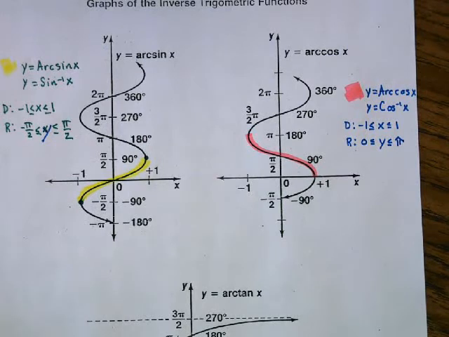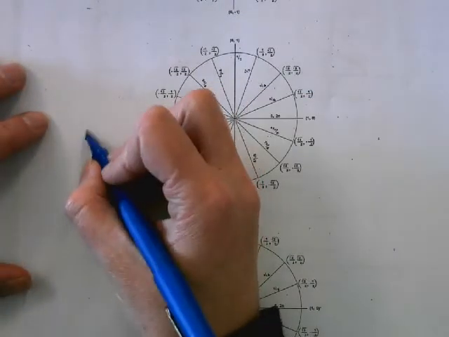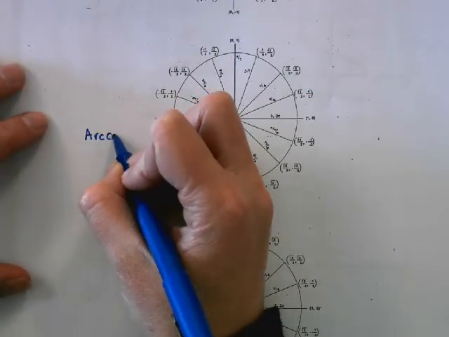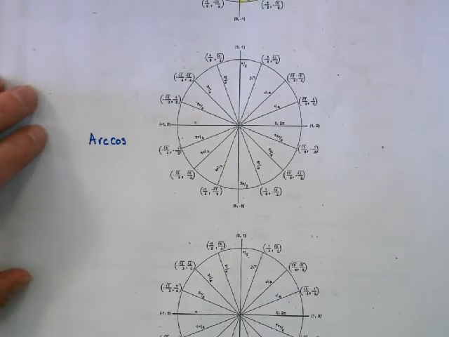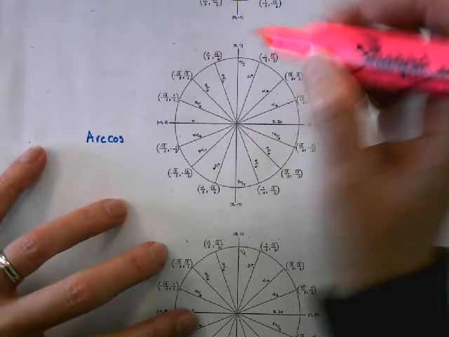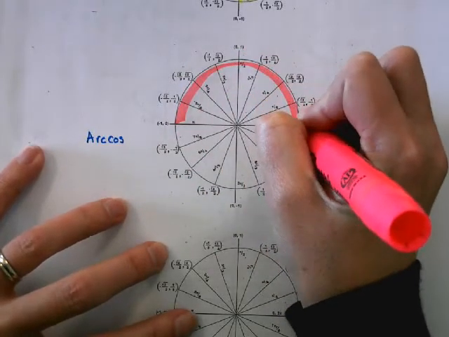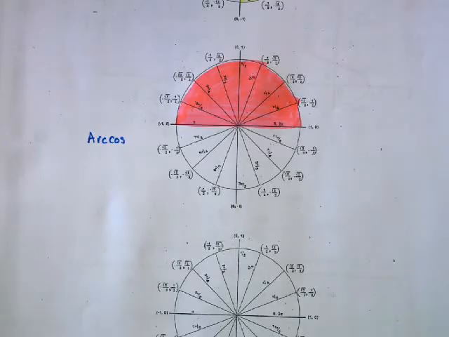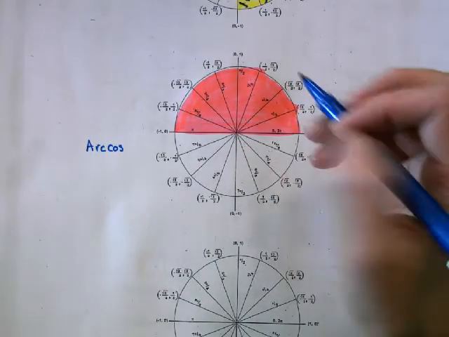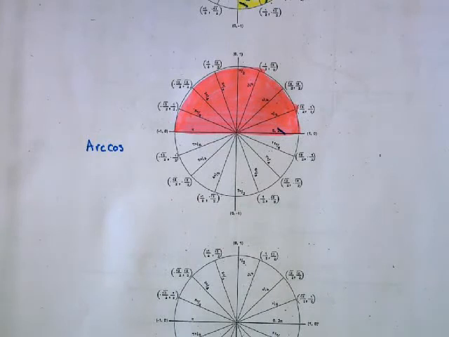Okay, so let's put this on our unit circle. The second one here is going to be arccosine. So 0 to π is the top half of this circle. So I'm just going to highlight from here to here. These angles are good. They go from 0 to π with the exception of 2π. I want to eliminate 2π.